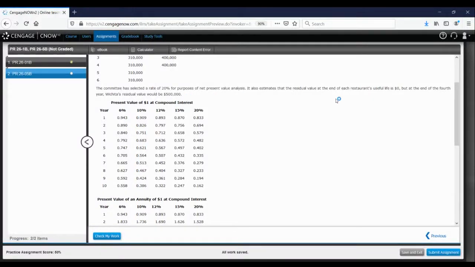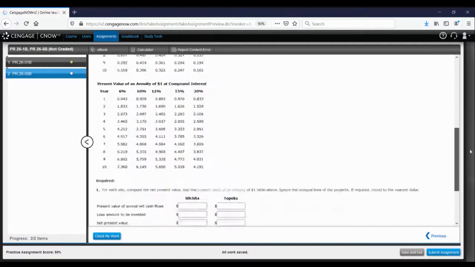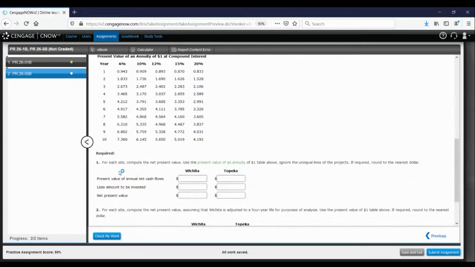So if we are evaluating these assets, you want to look at your directions carefully in this particular problem. First of all, it says for each site, compute the net present value, and they want you to use the present value of the annuity table below. And they also want you to ignore the unequal useful lives of the projects. And if required, you're going to round to the nearest dollar.